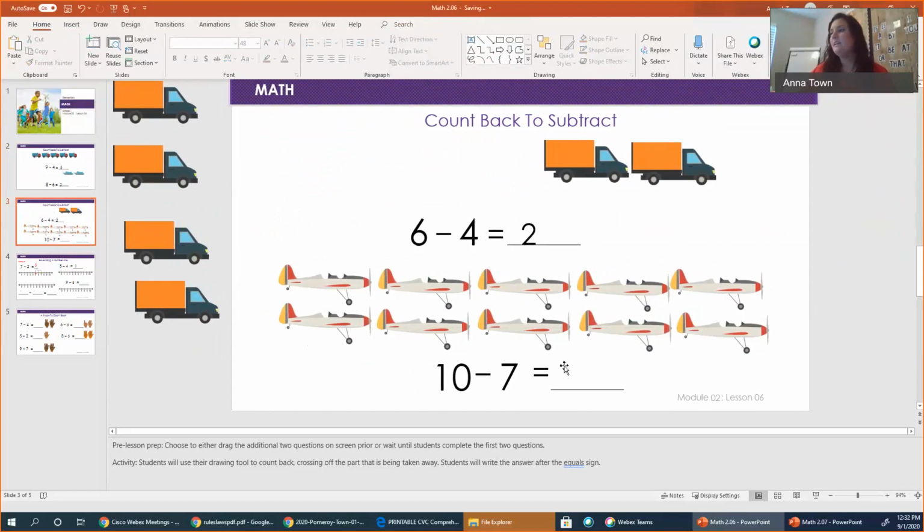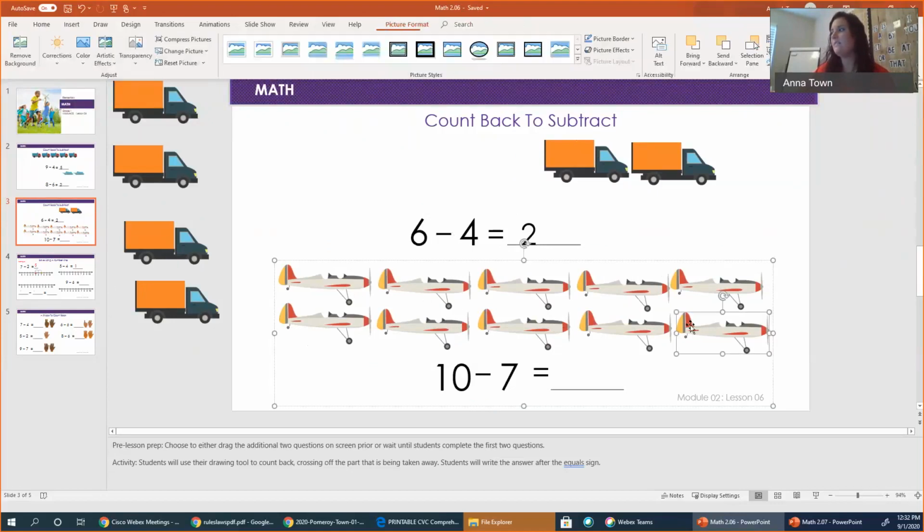Once again, this is just like drawing your own counters. There were 6 trucks, we took 4 away, and now we're left with 2. Our next equation is 10 minus 7. So you would have 10 airplanes as shown here, and we need to take away 7. So if you did not have these airplanes, you would draw 10 counters, and then you would cross out 7.